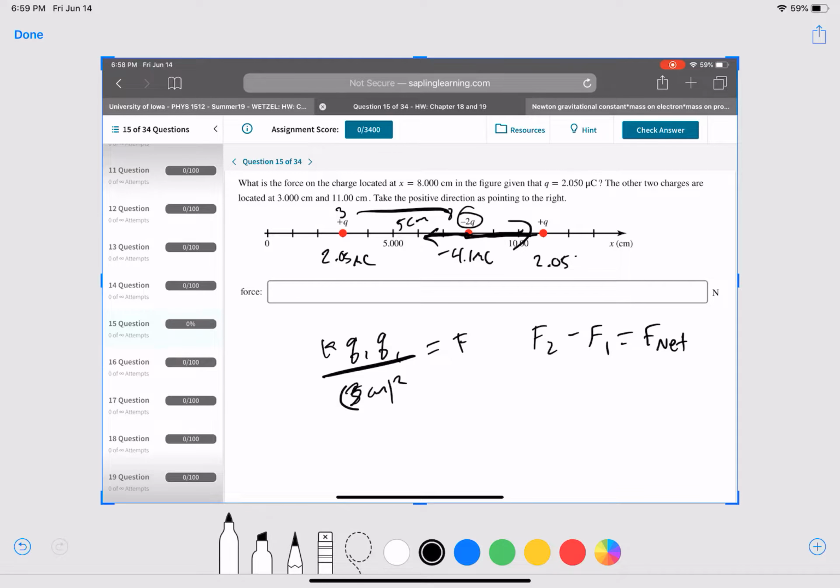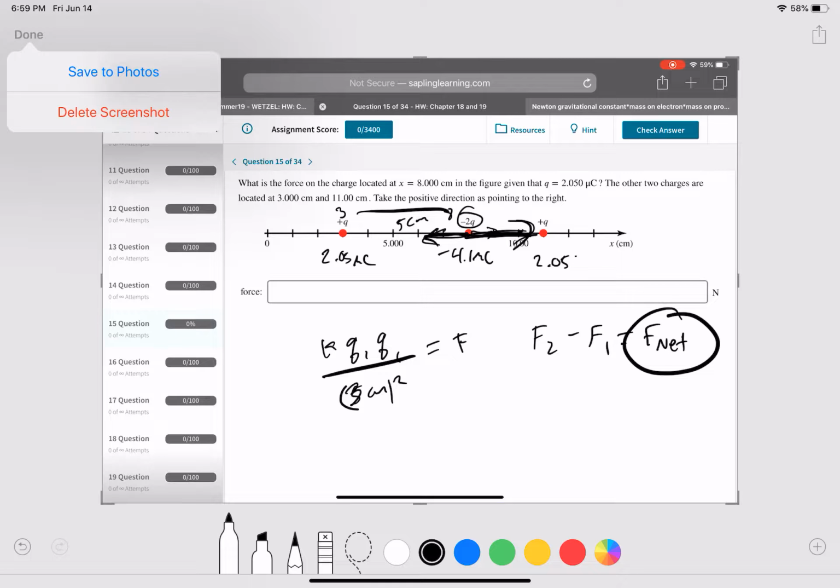And then the question is, what's the force? And that's what it is. So you get your F1 this way, your F1 that way. They're unbalanced. Subtract the difference, and then that'll be the amount left over that's going to be attracted towards it. Okay, delete screenshot.